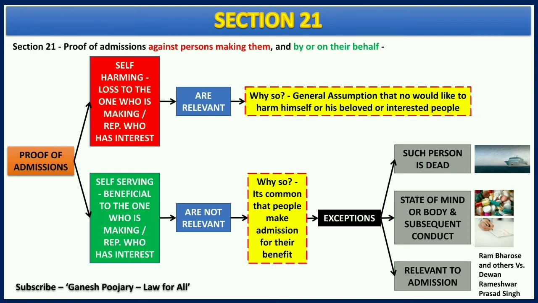The second type is self-serving admissions. This is one of the most common admissions. Anybody standing in the court will make admissions in favor of themselves. They say, have you done murder? The party will say, no, I have not done murder. Or if the court asks, does this property belong to you? The party says, yes, it belongs to me. Those are self-serving admissions.